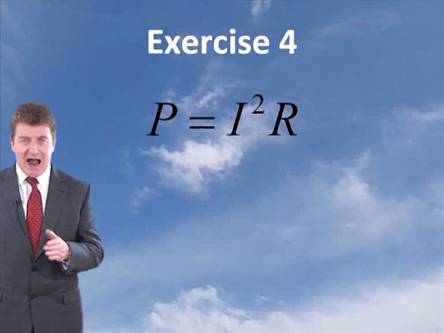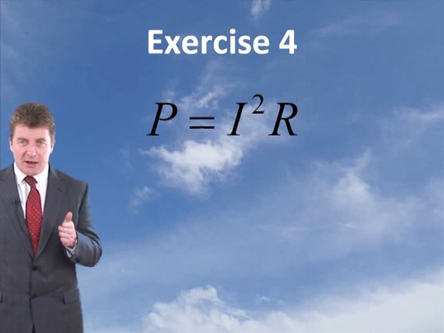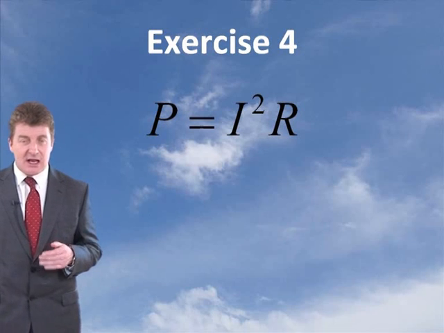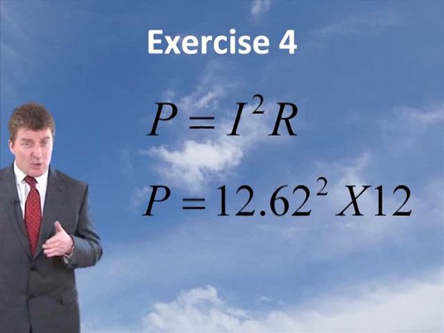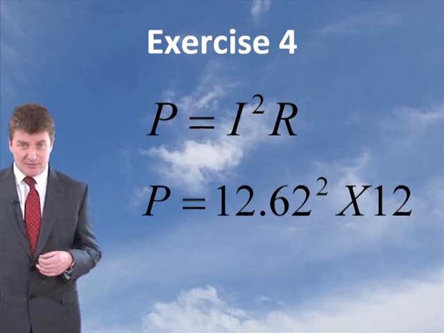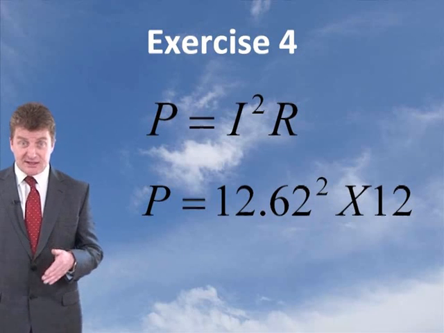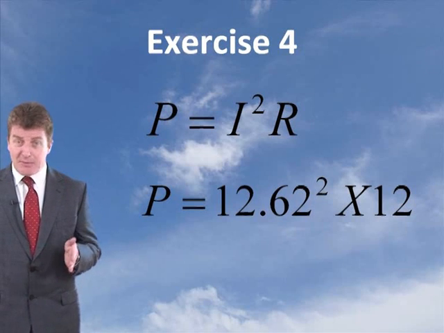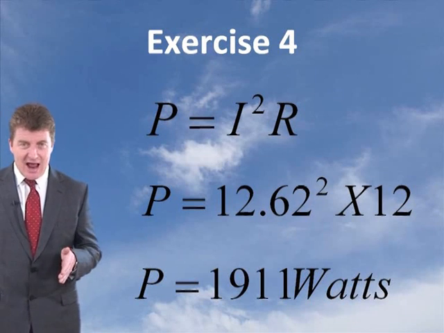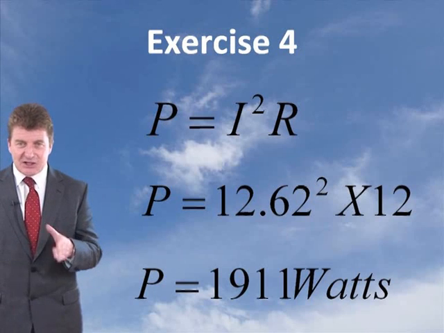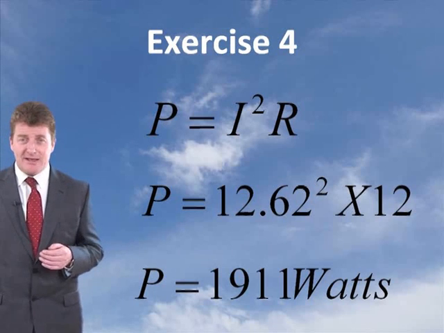Now the final part of the exercise was to determine the power dissipated in the 12 ohm resistor. And this is a formula you should be applying now: P equals I squared R. Okay, we're looking at power now. We know the current, we know the resistance. If you put in known values, the resistance is 12 ohms, and the current flowing through the resistor is 12.62 amps. If you put this in, it gives us a power of 1911 watts. That's the power in there. And that completes that exercise.